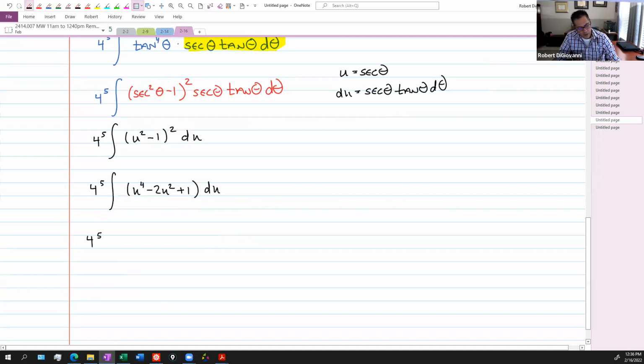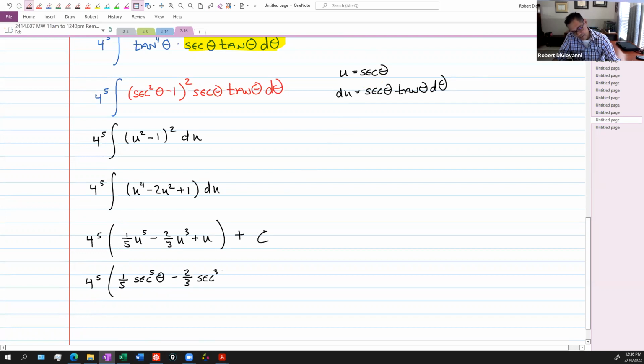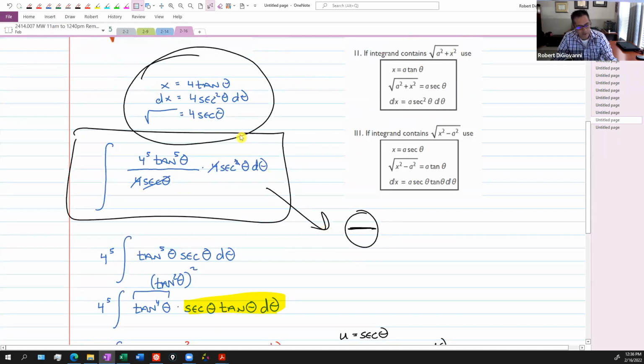All right, so we're almost done here. Then this becomes the antiderivative: 1/5 u to the 5th minus 2/3 u cubed plus u plus a constant. And then u is secant theta. So 1/5 secant to the 5th theta minus 2/3 secant cubed theta plus secant theta. So I need to know what secant theta is, obviously. I've got to get it off of this.